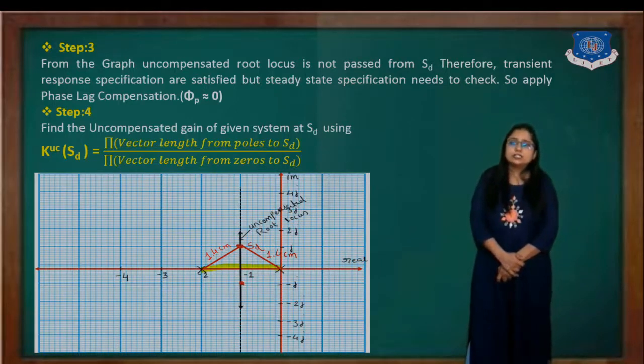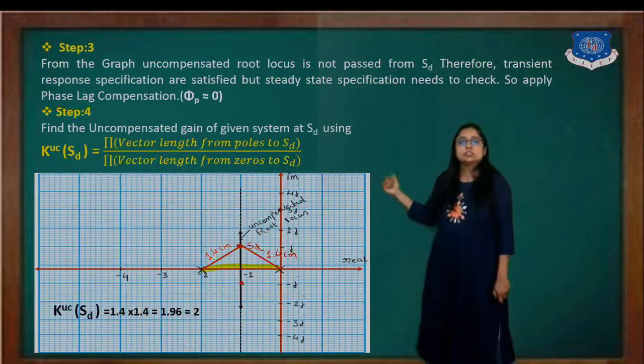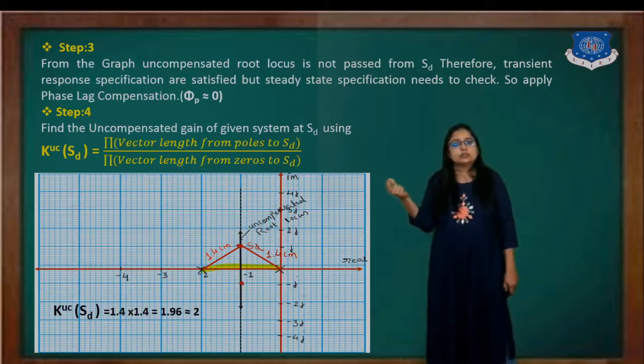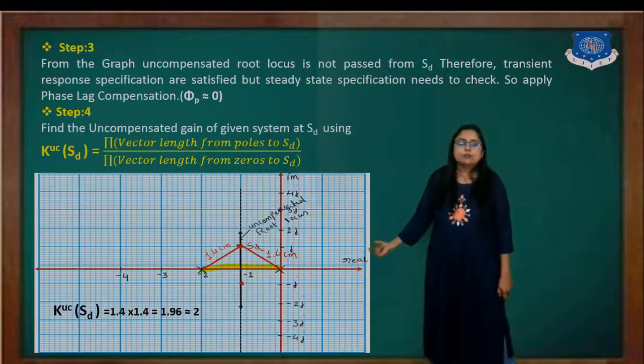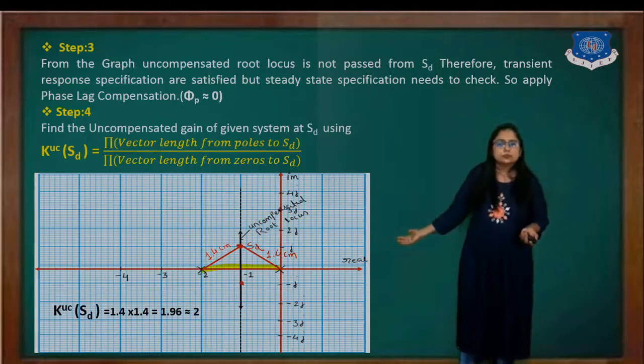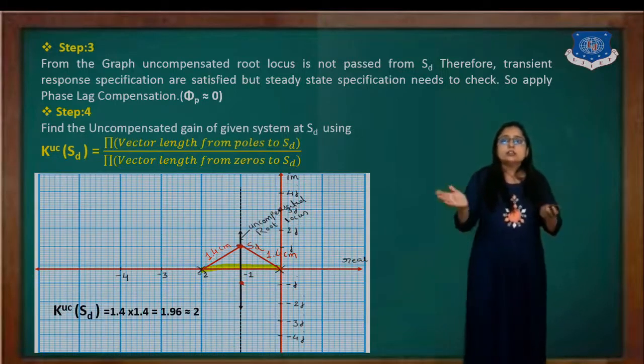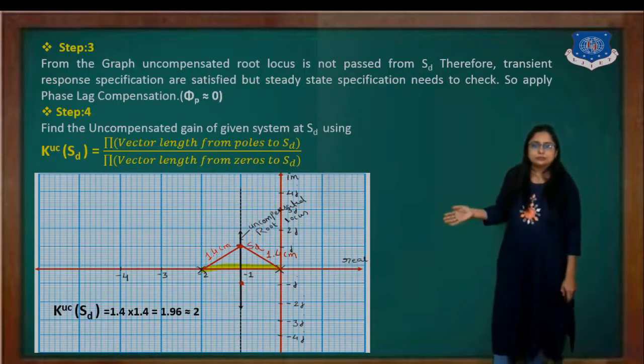And we do not have any zero. So if you substitute here, then KUC, for the uncompensated system, is 1.4 into 1.4, that is 1.96, which we can approximate to 2. So this is the uncompensated system gain.